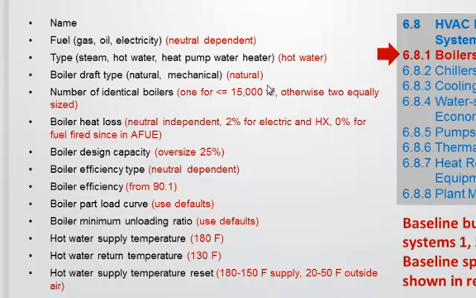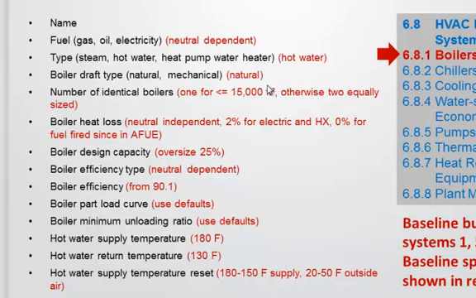The number of boilers depends on the square footage. If the area served is 15,000 square feet or less, there's just one boiler. Otherwise, there's 2 equally sized boilers. The boiler heat loss is 0 for fuel-fired boilers, since this is already included in the AFUE for the boiler, but you add 2% for electric boilers or for heat exchangers. The design capacity is oversized 25% based on loads.